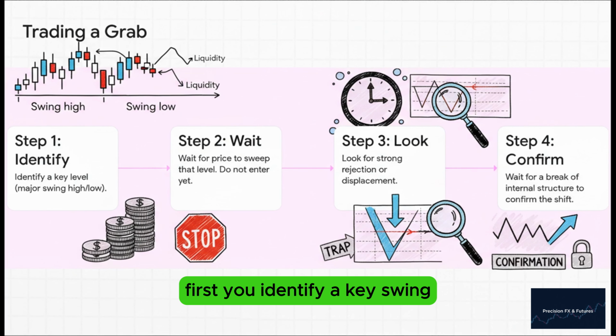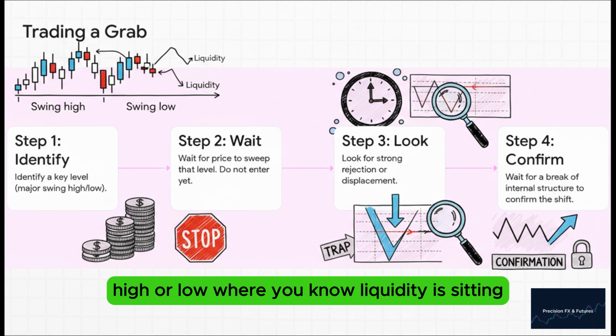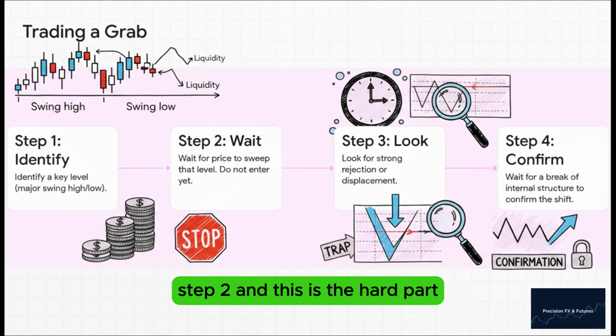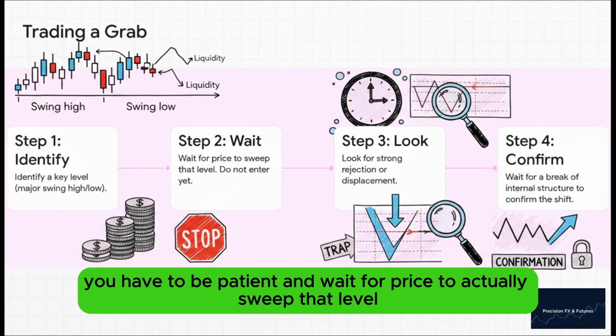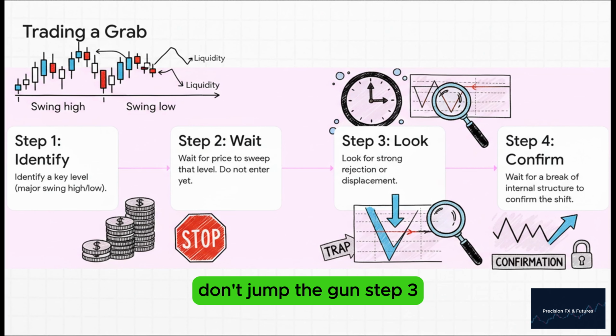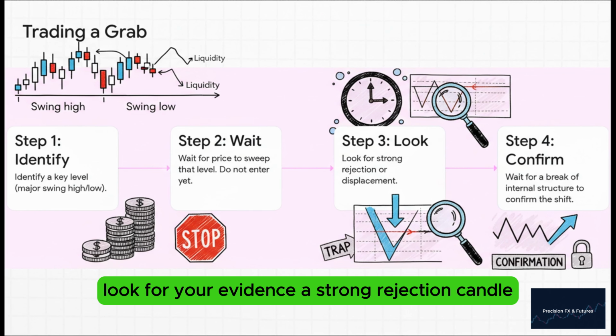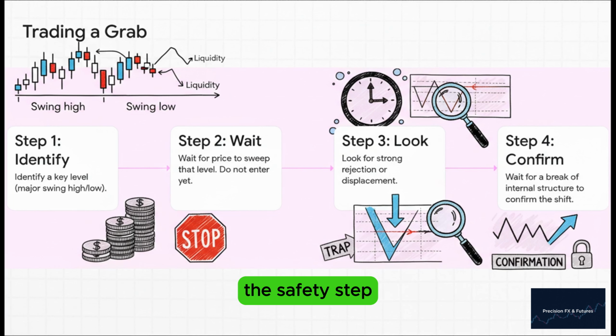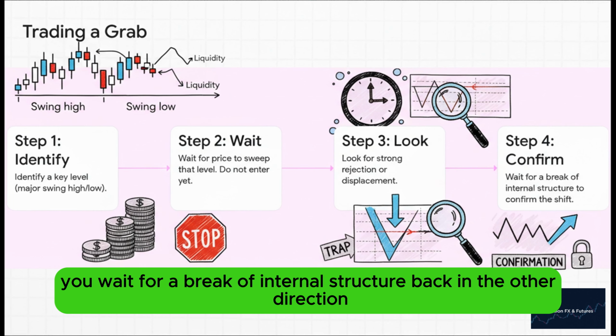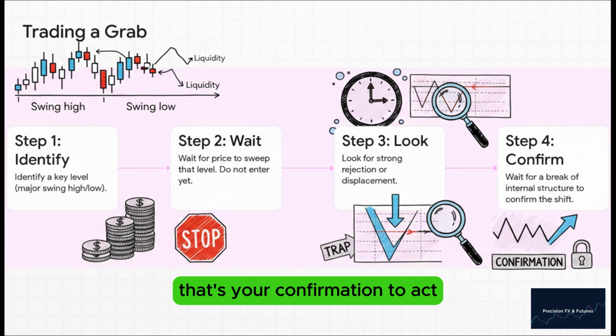First, you identify a key swing high or low where you know liquidity is sitting. Step 2, and this is the hard part, you have to be patient and wait for price to actually sweep that level. Don't jump the gun. Step 3, look for your evidence, a strong rejection candle. And finally, step 4, the safety step. You wait for a break of internal structure back in the other direction. That's your confirmation to act.